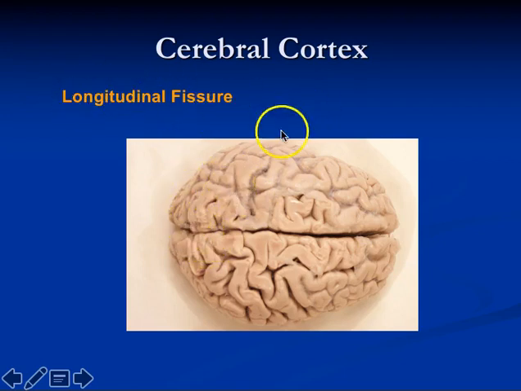From this view, you see that there is this thing called the longitudinal fissure. It runs this way, the long way down the brain. You can imagine the face up here and the back of the brain back here. It divides this cortex into what we call 2 cerebral hemispheres. And so this is one hemisphere and this is the other.